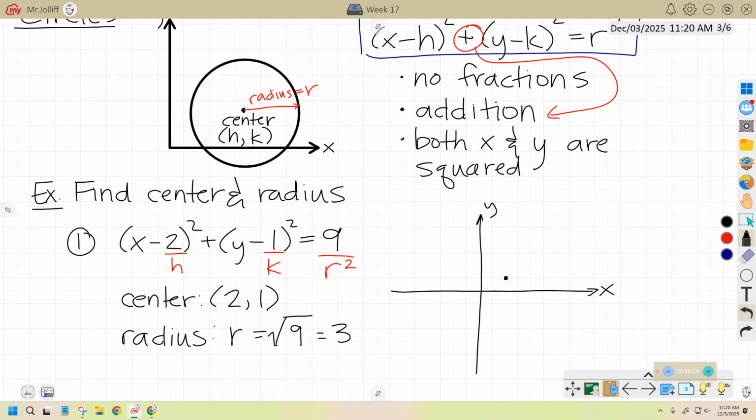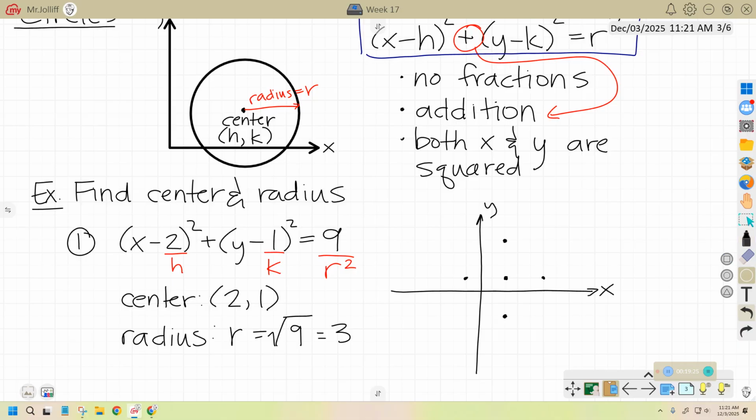So I'm going to go 3 to the right and 3 to the left. I'm going to go 3 up and 3 down. 1, 2, 3. So those 4 points should sit on my circle. And then I'm just going to use my pencil and try and draw a smooth curve.